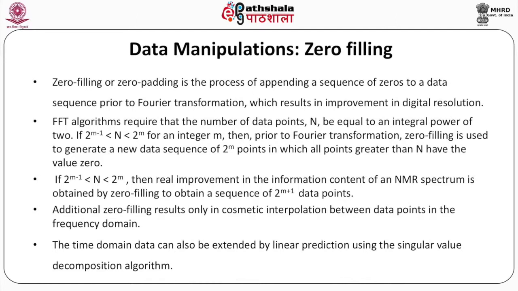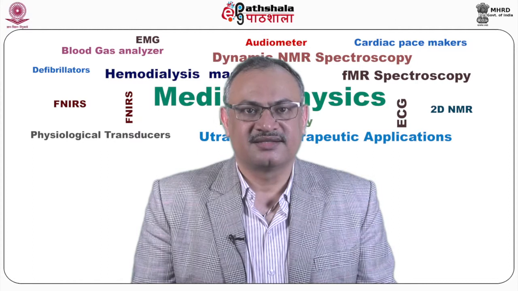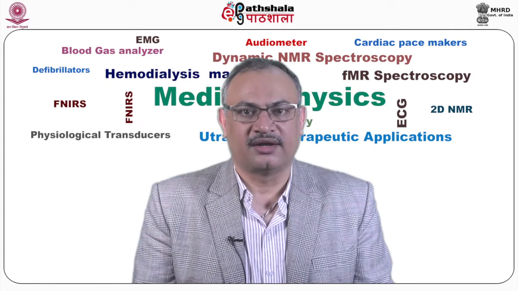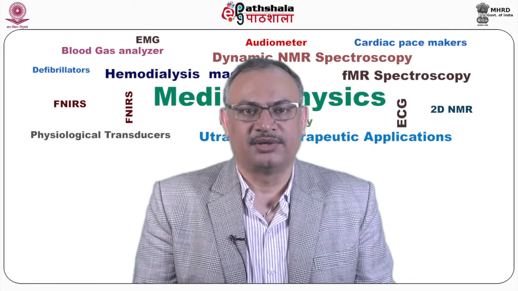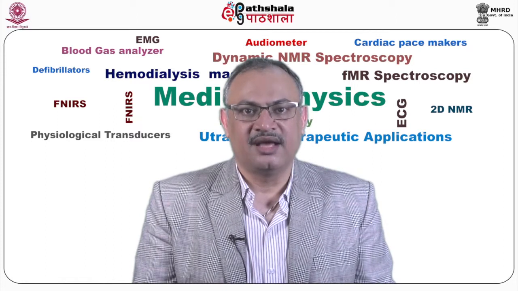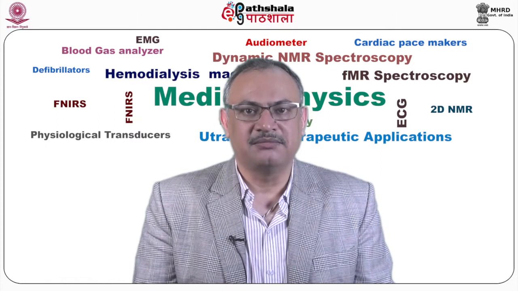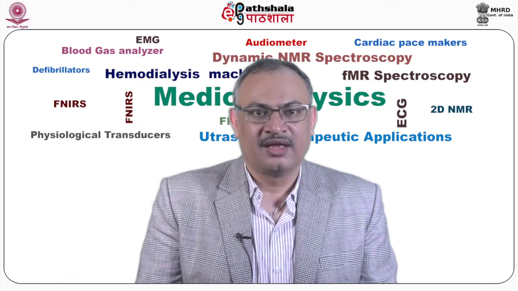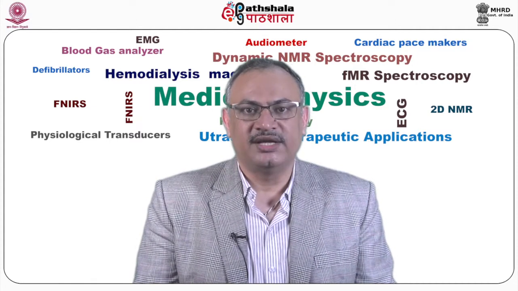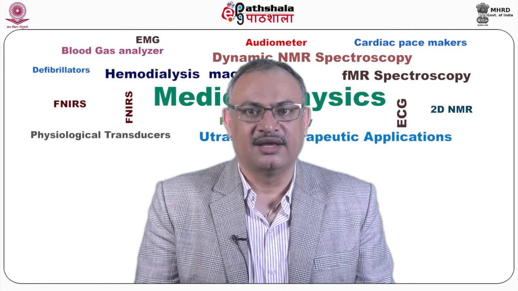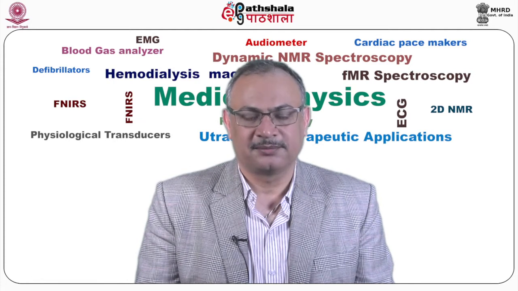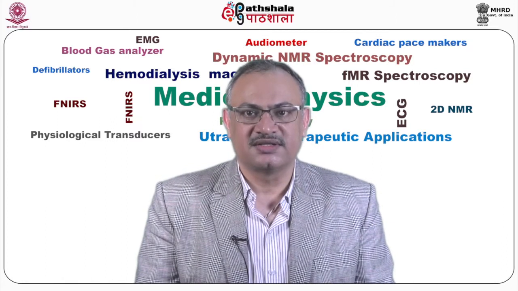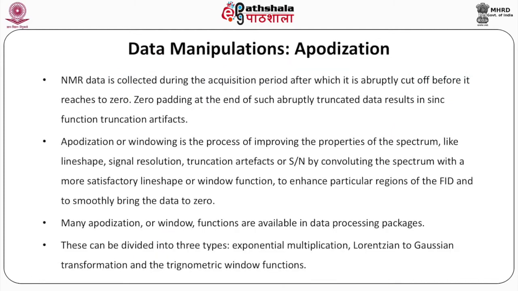If 2^(m-1) is less than n is less than 2^m, then real improvement in the information content of an NMR spectrum is obtained by zero filling to obtain a sequence of 2^(m+1) data points, that is, twice the number of data points. Additional zero filling results only in cosmetic interpolation between data points in the frequency domain. The time domain data can also be extended by linear prediction using the singular value decomposition algorithm.